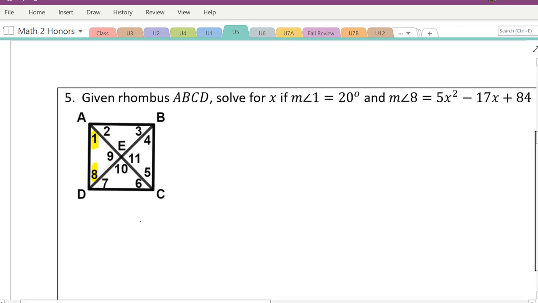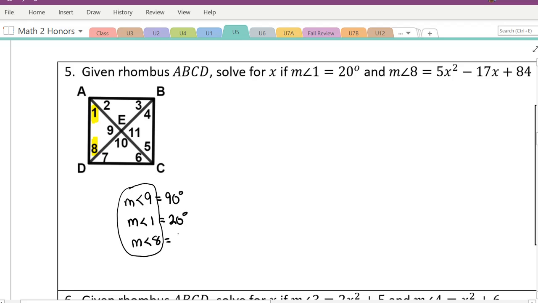Because if the measure of angle 9 is 90 degrees, and we're told that the measure of angle 1 is 20 degrees, then we can figure out what the measure of angle 8 is, because all 3 angles added up together is going to add up to 180. And so let's just say I need to solve for x, so I'm going to make up a new variable. I'm going to call it y, and just figure out what angle 8 should be.